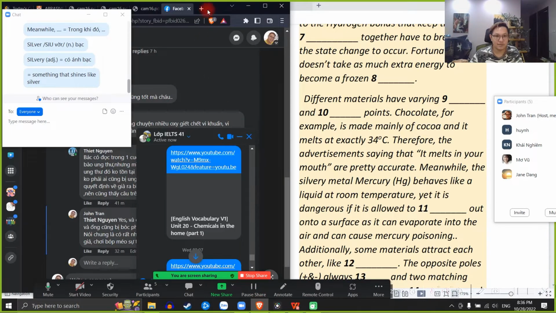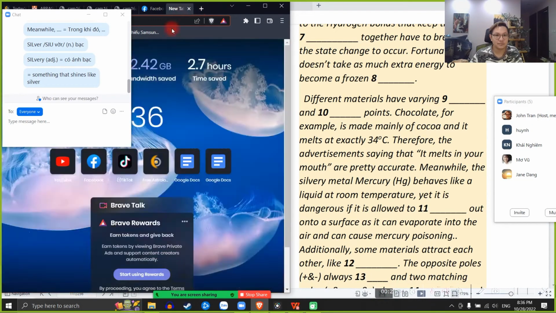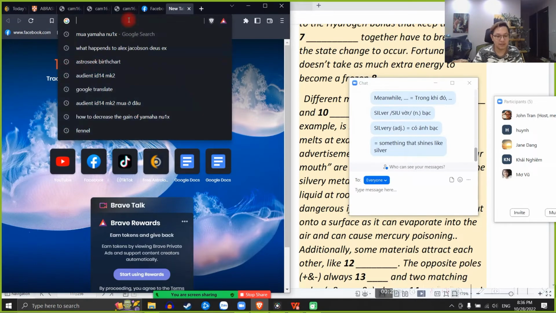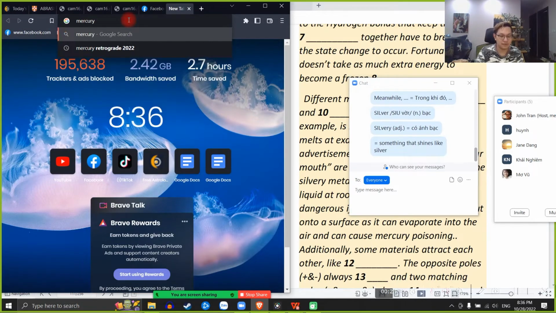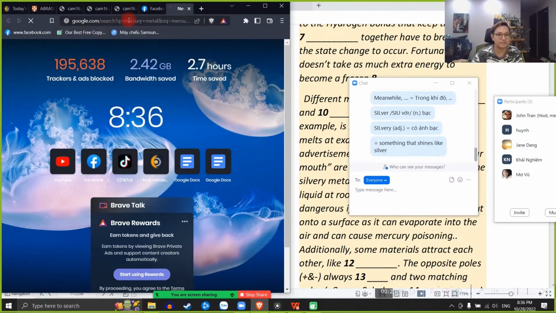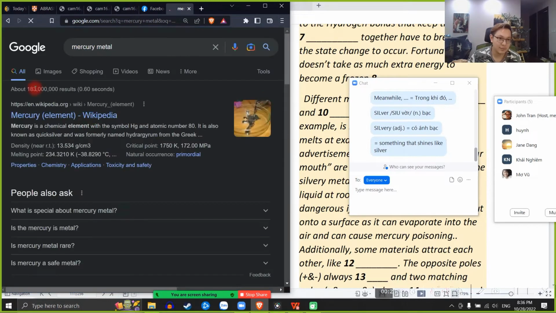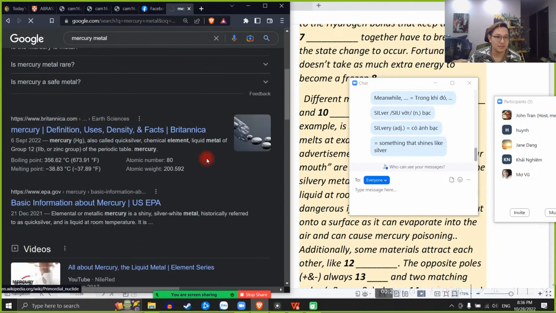Because if you search this one for mercury metal, you can see that it's actually, you can hold it in your hand. Cái thủy ngân mà ở thể lỏng á, mình có thể cầm trong tay được luôn nha các bạn. Nó chảy trên tay, nó chảy như nước luôn á. So basically it flows just like water on your hand.